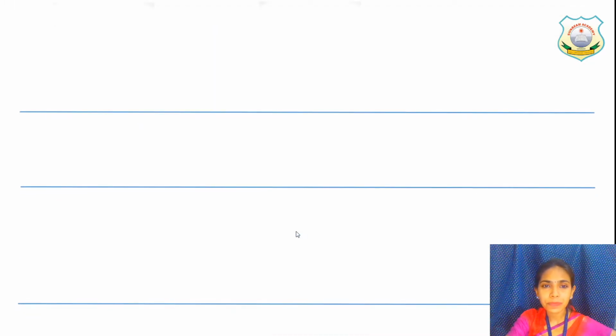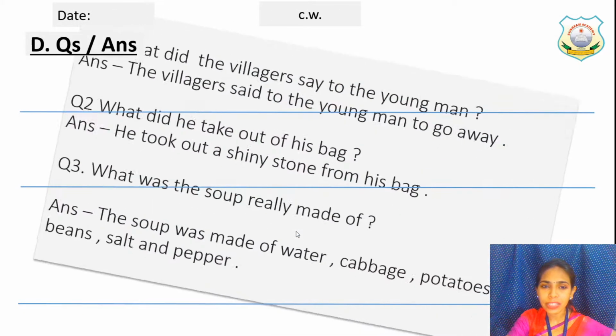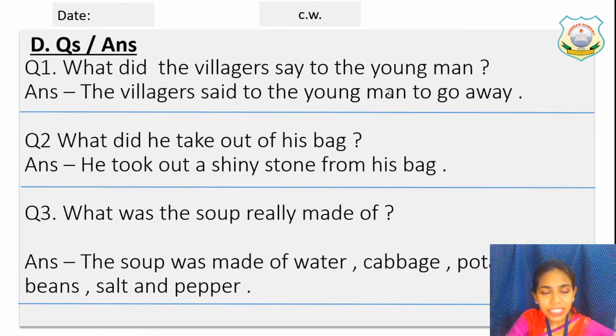Now next one, question answer, right? So what did the villagers say to the young man? The villagers said to the young man to go away. The villagers said to the young man, go away. What did he take out of his bag? He took out a shiny stone from his bag. What was the soup really made of? The soup was made of water, cabbage, potatoes, beans, salt and pepper.